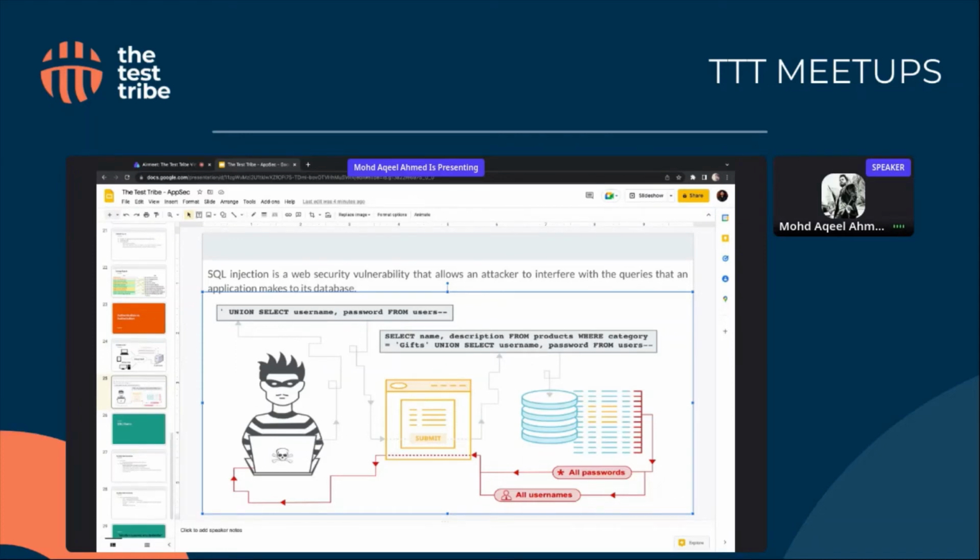Yeah, so this is the actual injection that happens. Let me just quickly show you. Select name, description from products where category equals gifts, where you are expecting the user to give you the category information from the URL.